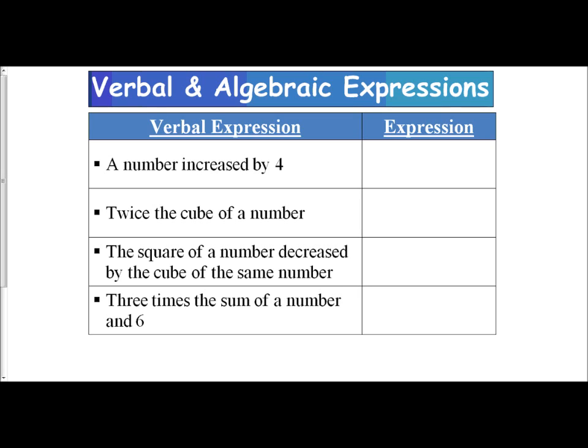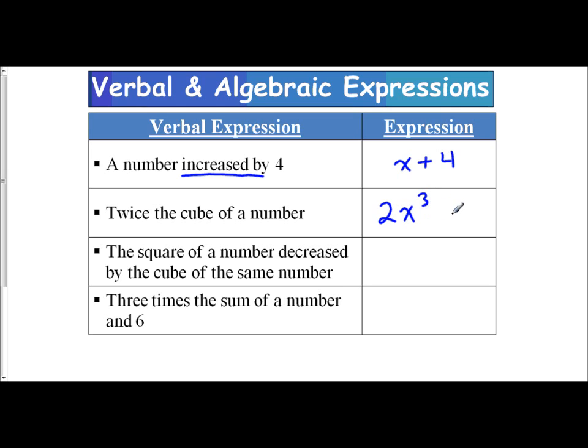Now we can start off at a basic level and do a number increased by 4, and increased by means you're adding, so x plus 4. And that's pretty basic, but I like the second example, twice the cube of a number. The reason why this is a good example is that it allows you to see that twice means 2 times, and the cube of a number means x cubed.